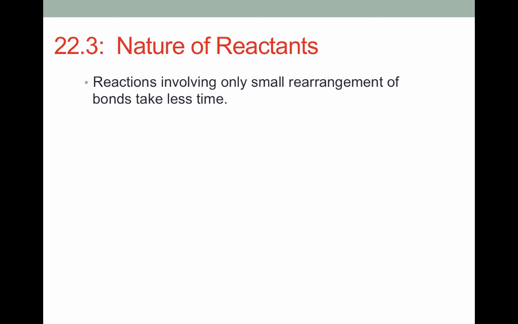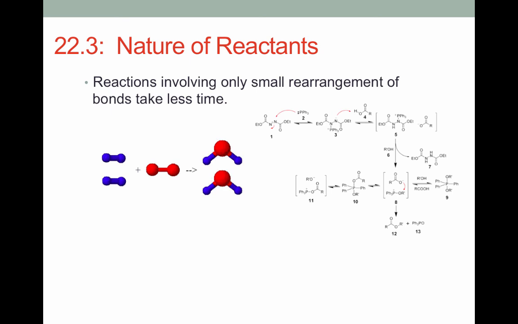Finally, nature of reactants. Reactions that involve a small rearrangement of bonds just take less time. For instance, if we have 2 molecules of hydrogen and 1 molecule of oxygen, we only have to break 3 bonds and form 4. However, take this example of a very complex organic reaction. Look at all the bonds that need to be broken and reformed. The reaction on the right will take far longer than the reaction on the left.